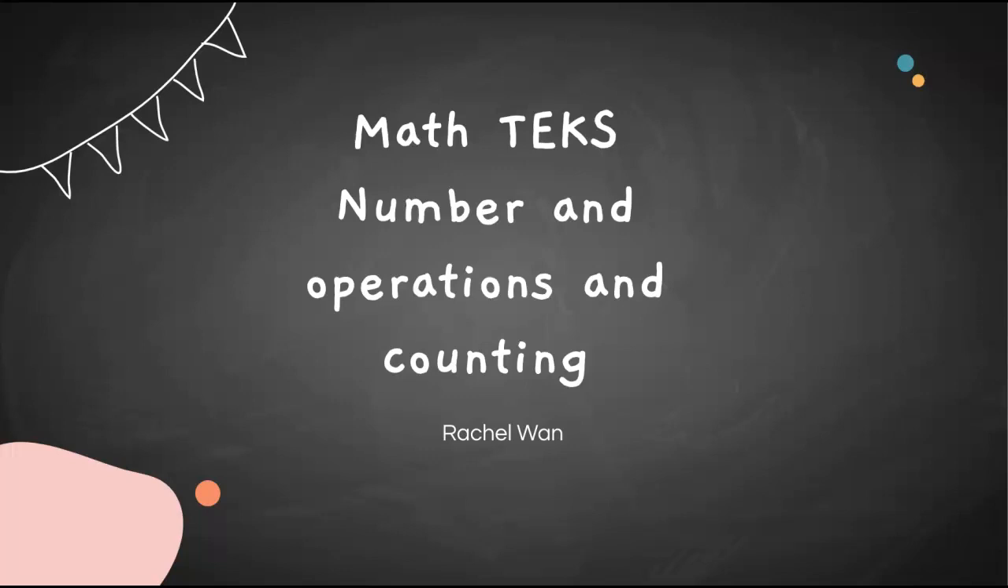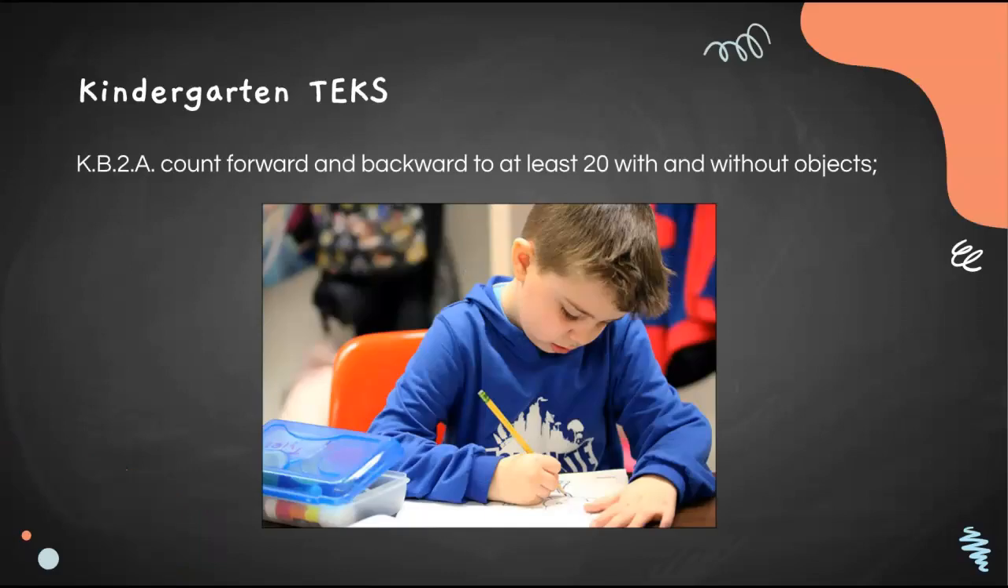Hi, my name is Rachel Wan, and I chose Math TEKS. My strand is number and operations, and my substrand is counting. For my kindergarten TEK, I found: count forward and backward to at least 20 with and without objects.